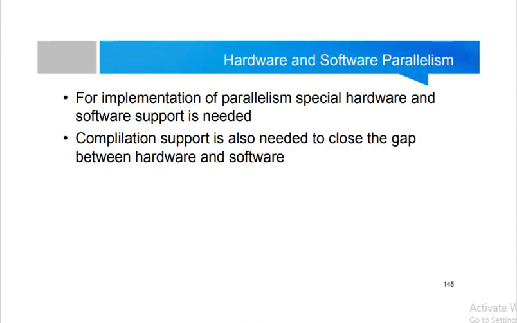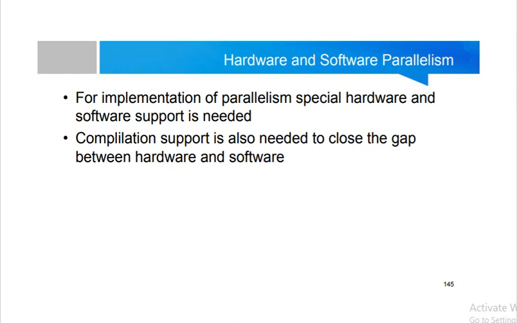Welcome all. Now I'm going to discuss the hardware and software parallelism. In the last class, I have already explained the conditions of parallelism, which includes Bernstein conditions, data and resource dependencies. Now I move to the next part of the conditions of parallelism, that is hardware and software parallelism. And also I will explain the role of the compiler in parallelism.